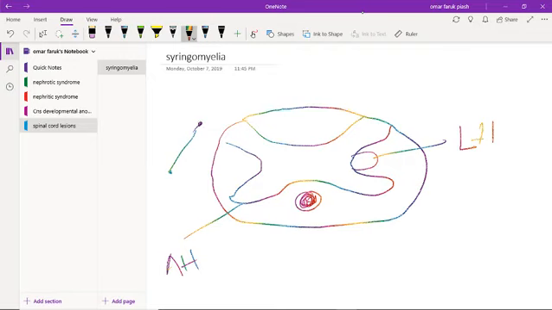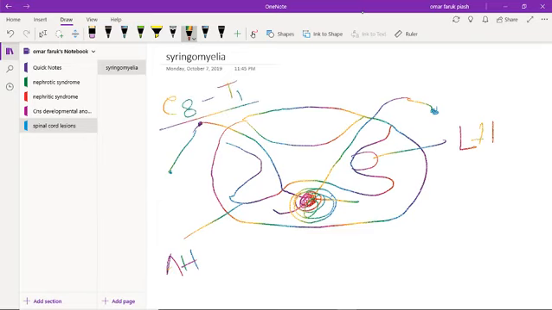Pain and temperature pathway actually decussates here. Both sides of the pain and temperature pathway decussate here. If there is cystic dilatation in here, it causes a loss of pain and temperature. It may be due to trauma or Arnold Chiari malformation. It usually occurs at C8 to T1 level.